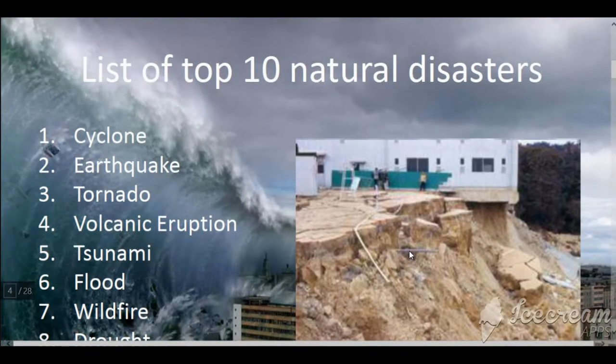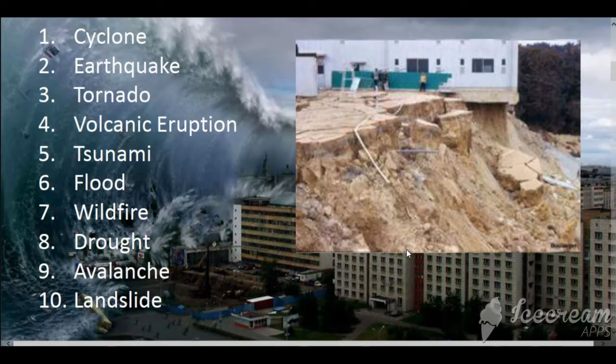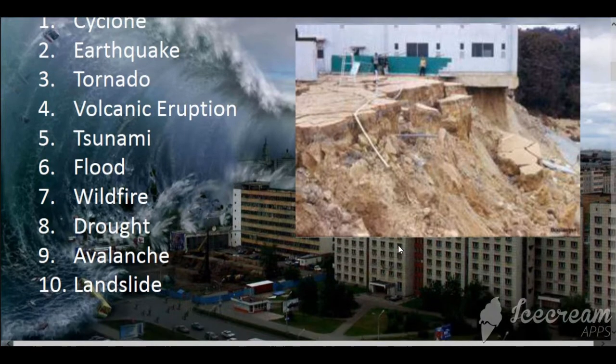In this slide, here is the top 10 natural disasters. This is a list of top 10 natural disasters. First, cyclone. 2, earthquake. 3, tornado. 4, volcanic eruption. 5, tsunami. 6, flood. 7, wildfire. 8, drought. 9, avalanche. 10, landslide.